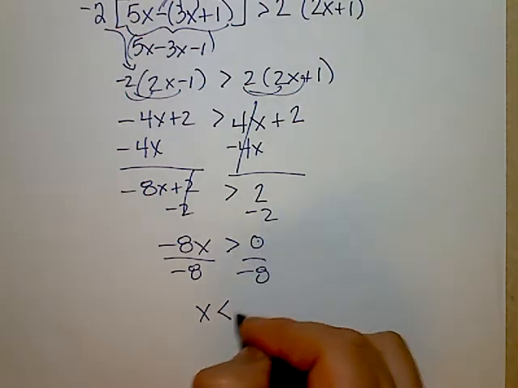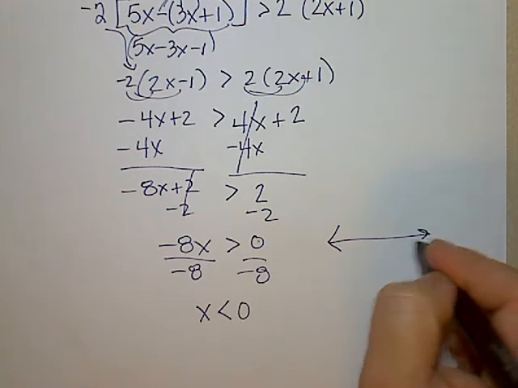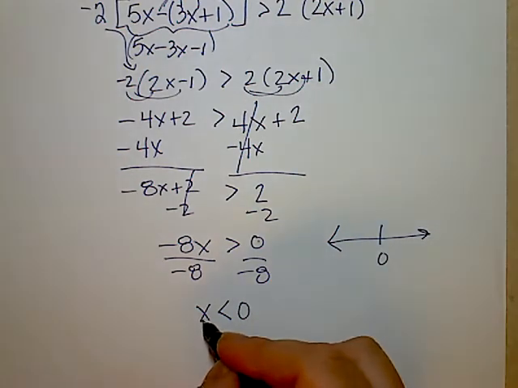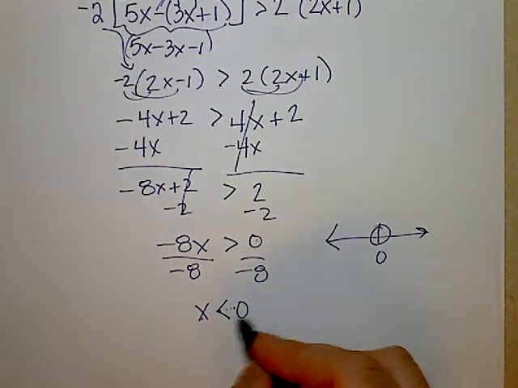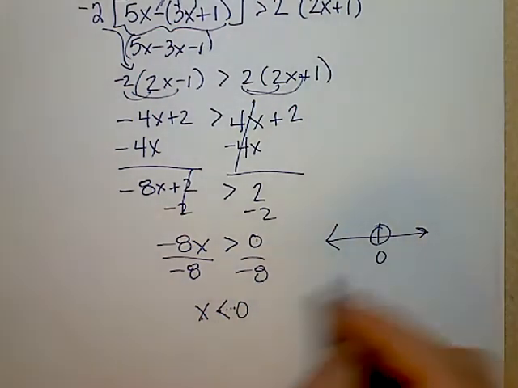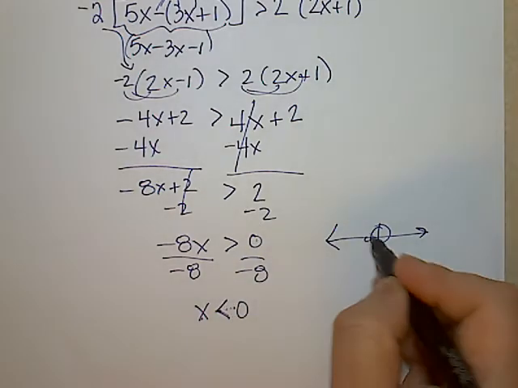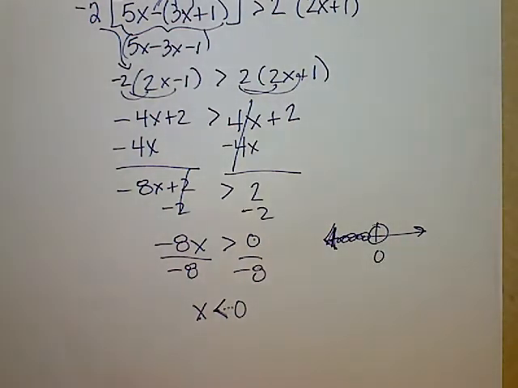0 divided by any number is 0. And as long as the variable is on the left, think of this as an arrow. So I'm going to have an open circle at 0, which means we don't consider 0 part of the solution set. And I'm going to shade to the left. Alright, next one.